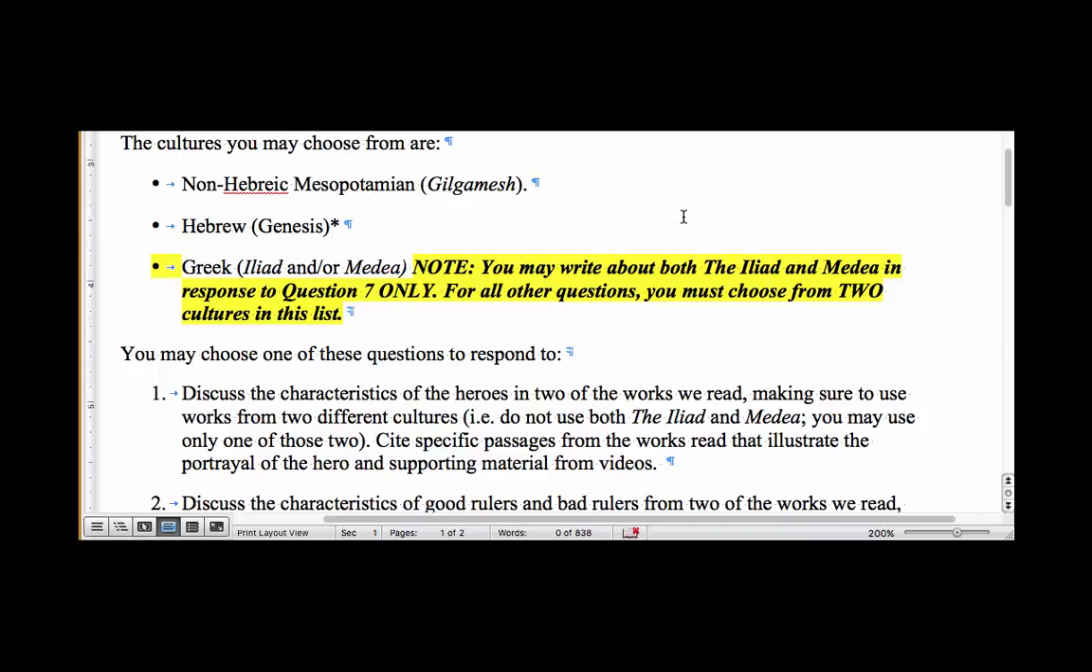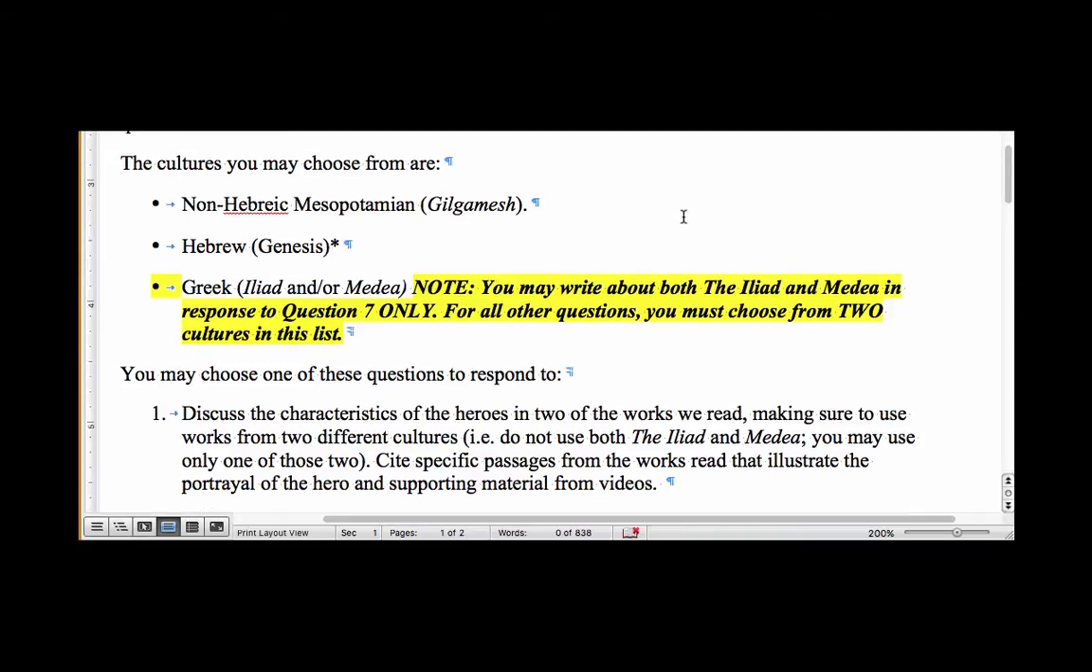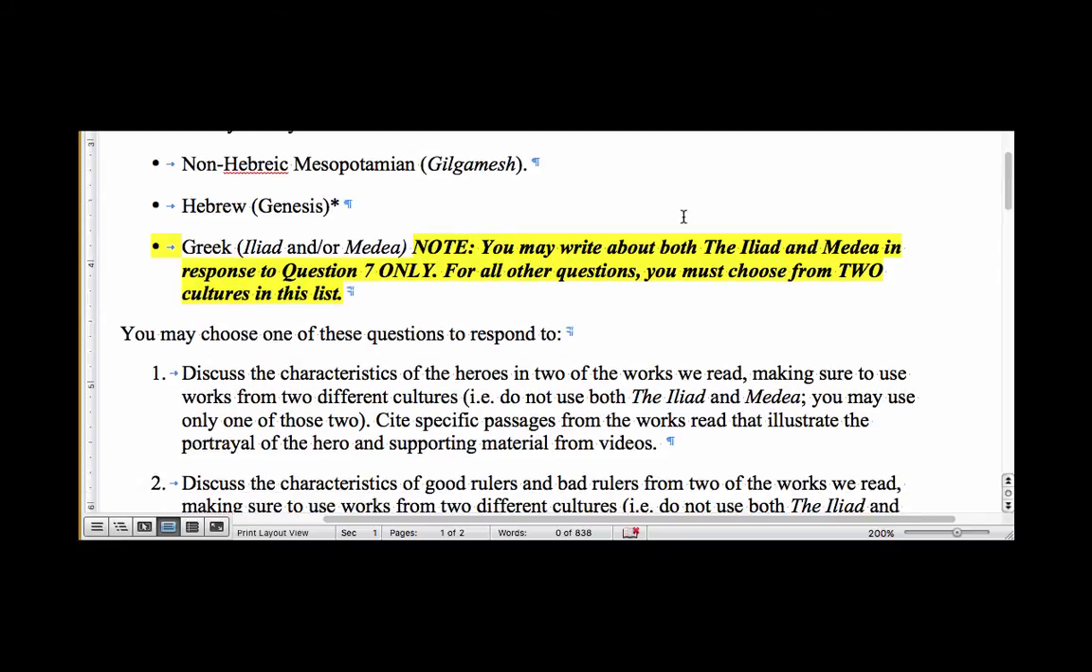Okay? So in other words, you may choose from the non-Hebraic Mesopotamian culture, which would be the Epic of Gilgamesh, and the Hebrew culture, which would be Genesis, and the Greek culture, which would be the Iliad or Medea. Not both. The only time that you can use those 2 works, and only those 2 works, in your response is in response to question 7, which is about emotions.